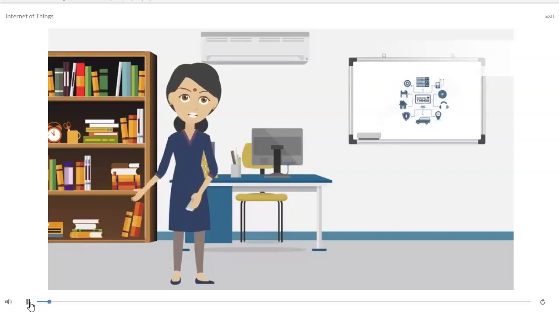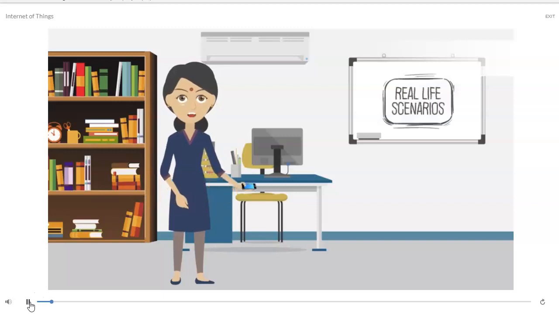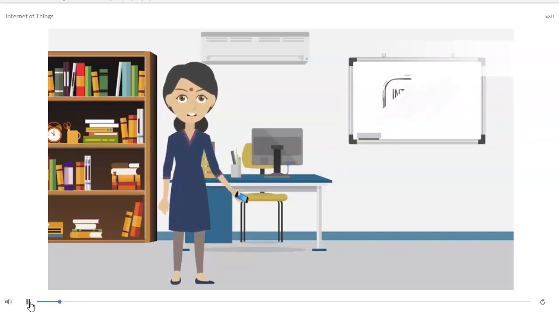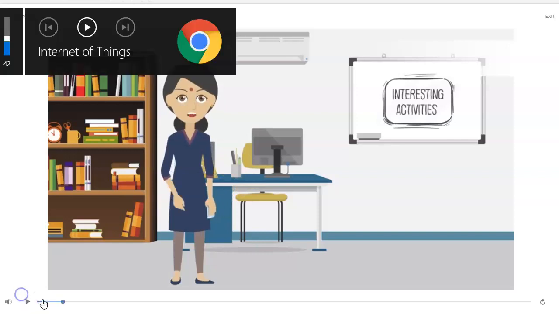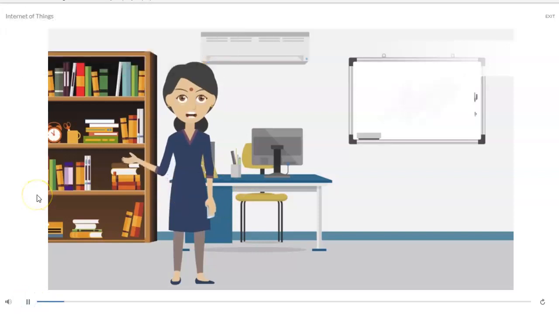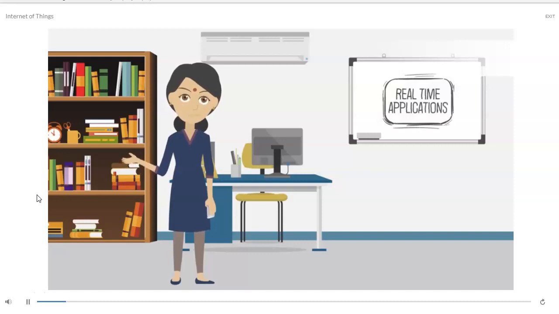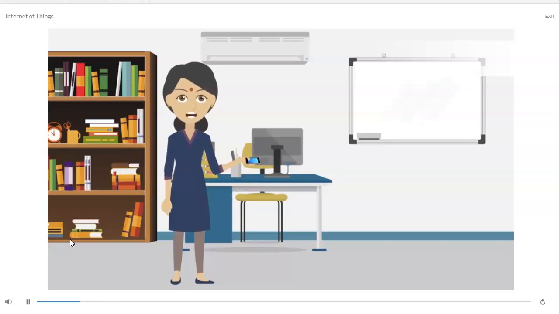In this digital classroom, you will learn about Internet of Things, commonly known as IoT, through real-life scenarios. Not only that, you will be tasked to complete some interesting activities that will ensure your correct understanding of IoT. Begin to learn IoT through a very interesting conversation between Aditya and Shreya. Good luck and happy learning.